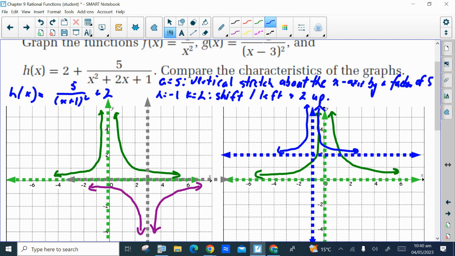So a couple similarities, they're both nonlinear. Both graphs approach positive infinity as you get closer and closer to the asymptotes. Differences, obviously the asymptotes are different. And the second graph is vertical stretched compared to the first. Okay, so those are some of the differences that you could talk about.